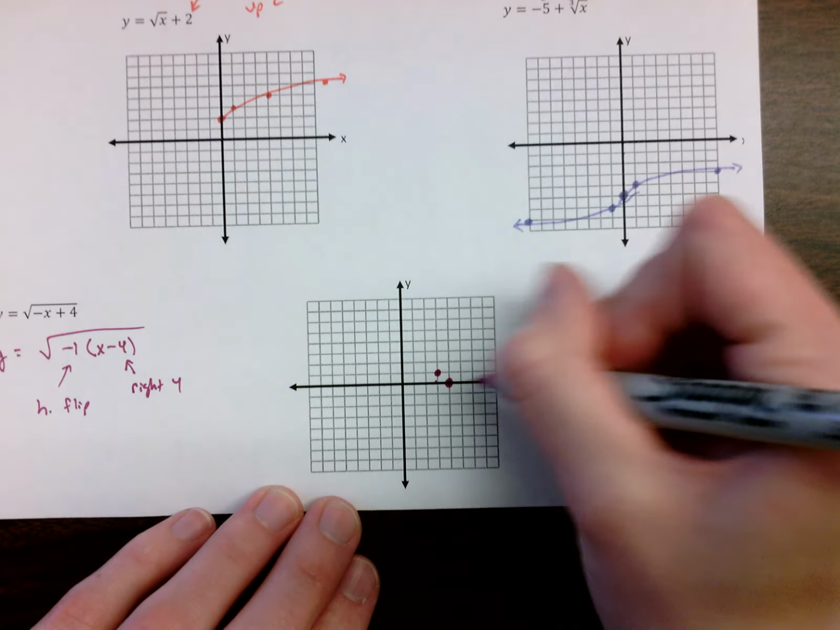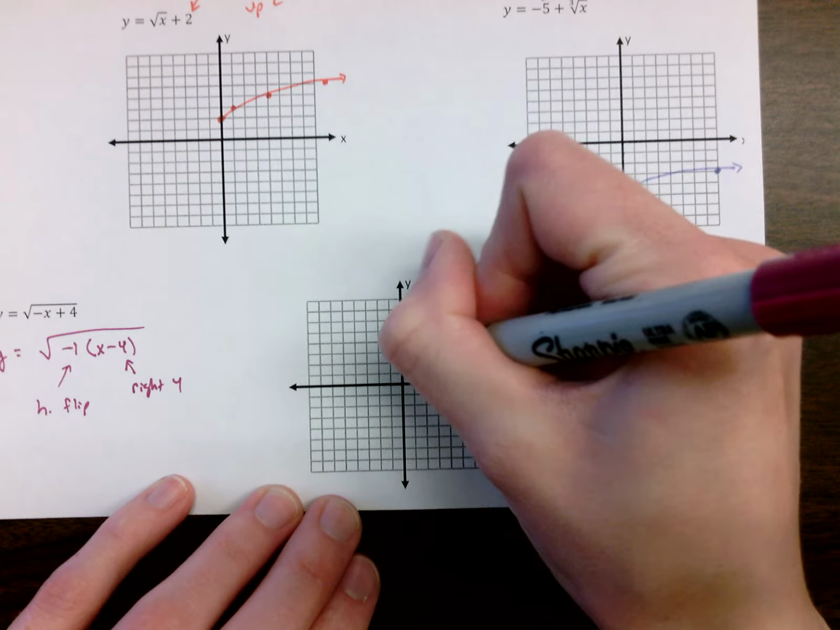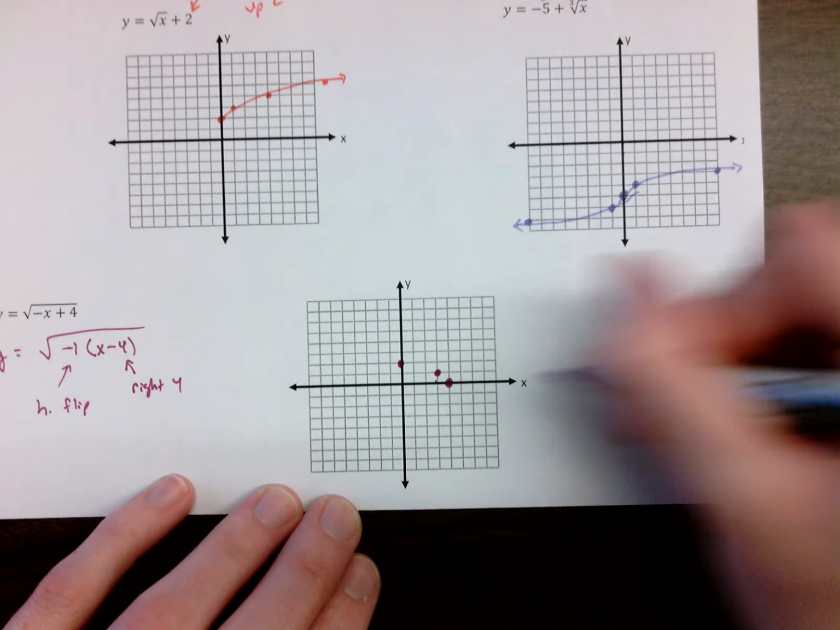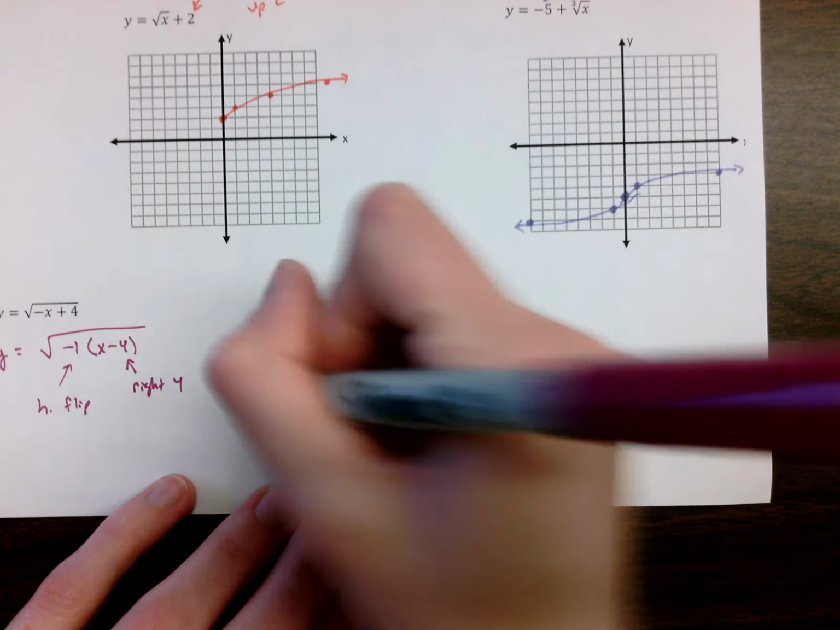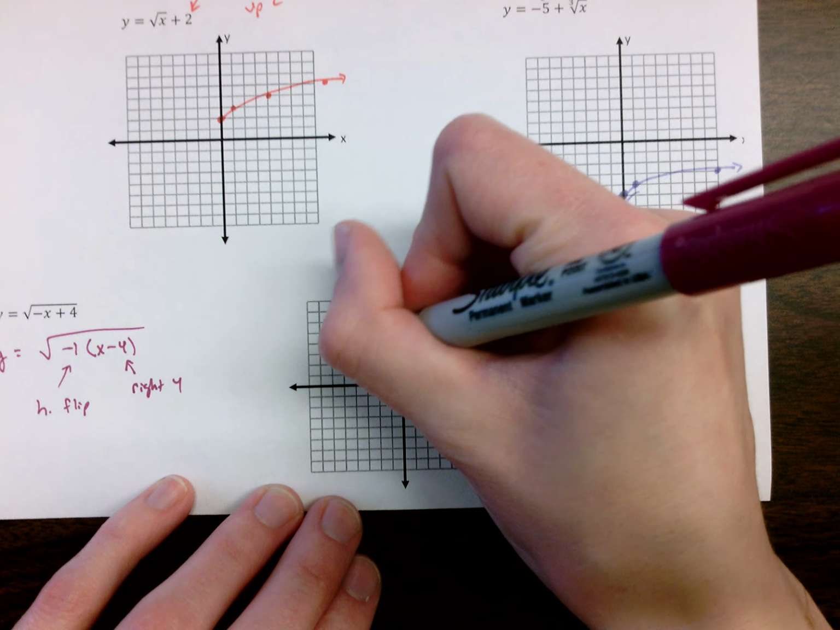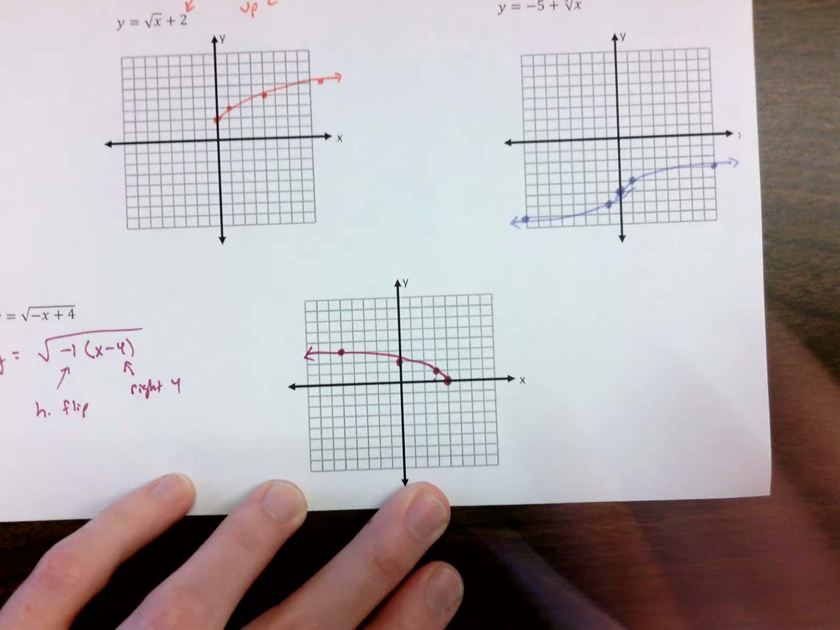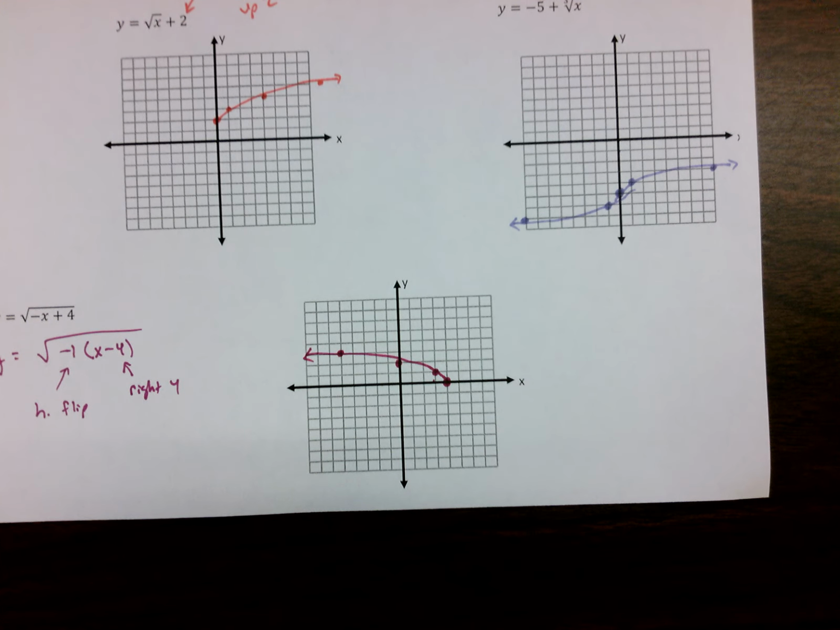For 4, 2, I would normally go right 4, up 2. Well, now I'm going to go left 4, up 2. So that would be here. For 9, 3, I'd go right 9, up 3. Well, now I'm going left 9, up 3. And there's my last point. So all I'm doing is instead of going to the right, I'm going to the left. And if for whatever reason we had points that we needed to go to the left, we would go to the right instead. Okay, and that is how you deal with a horizontal flip.